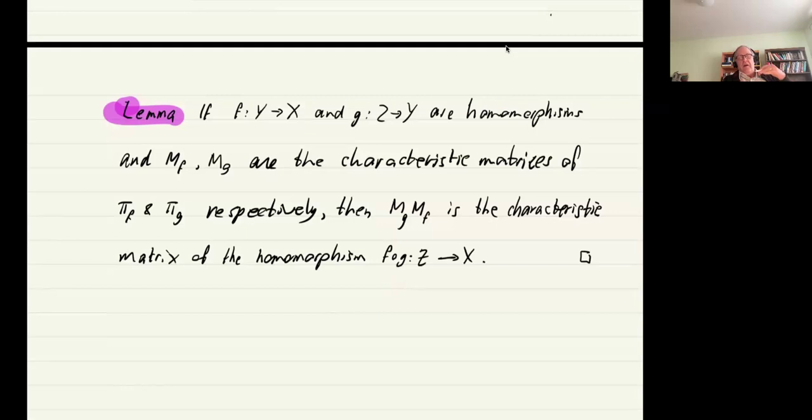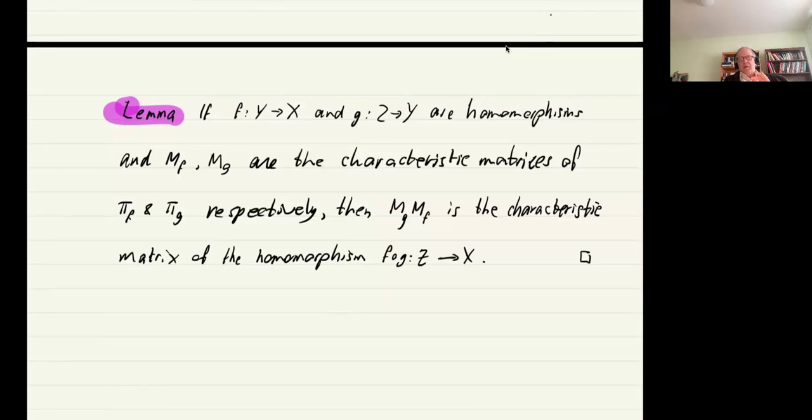Okay, so what's happening in a certain sense is you've got graphs and homomorphisms, and then at a lower level, you've got these matrices replacing the homomorphisms. And so the composition of the functions is giving multiplication of the matrices.